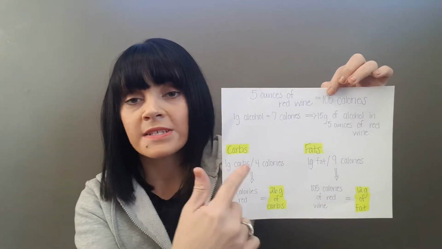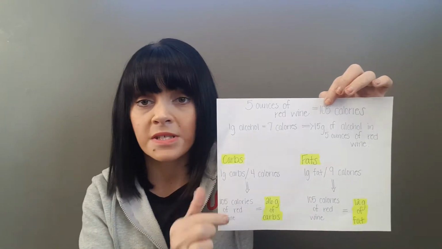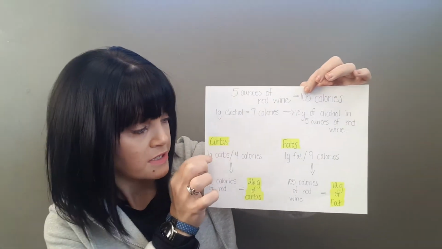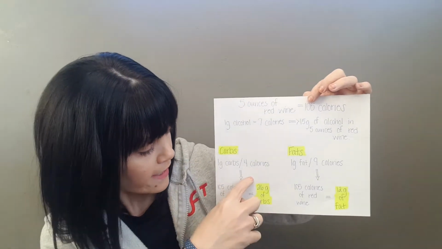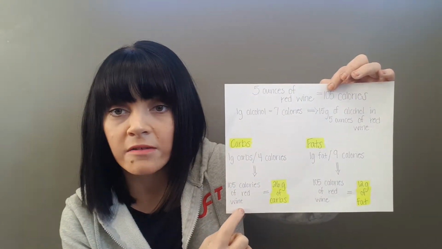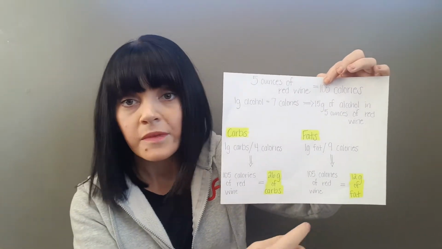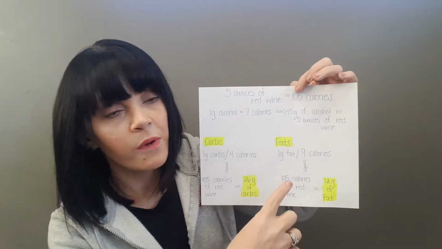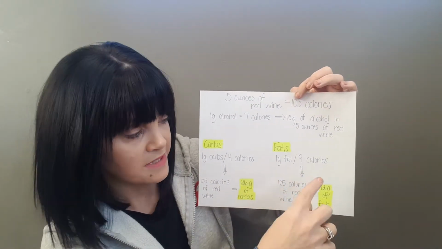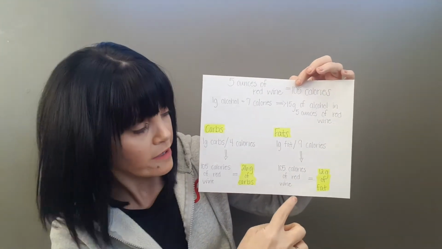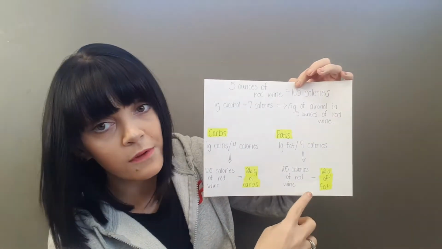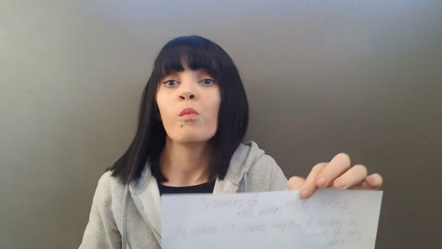So this here goes into how to track it as carbs and how to track it as fats. Since 1 gram of carbs equals 4 calories and you have 105 calories of red wine, you're going to end up tracking that as 26 grams of carbs, okay? And next you can track it as fats as well. So 1 gram of fat equals 9 calories, which means that 105 calories of red wine is equal to 12 grams of fat. So when you're trying to figure out how much alcohol you're consuming, that's how you want to track it.